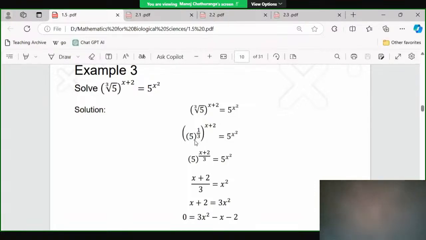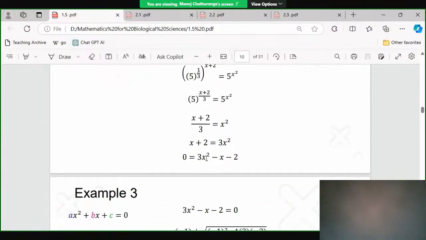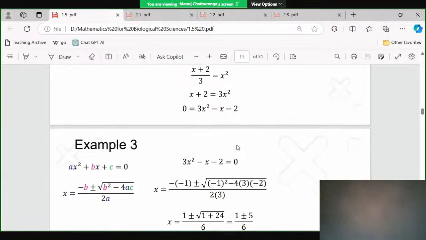You have these repeated powers. When you take a power of a power, the powers get multiplied. So it is 5 to the power x plus 2 divided by 3 equals 5 to the power x squared. Now the base is the same. The base is 5 for both sides. Solve the equation for x. So you get x plus 2 equals 3 times x squared. Solve the quadratic equation for x.